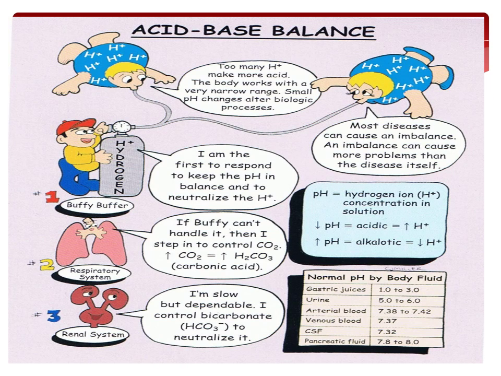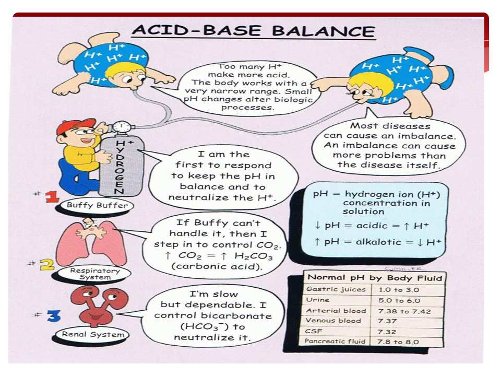This is a good little cartoonish type picture explaining how the acid base is kept in balance. So the first bubble says, too many H ions make me more acidic. The body works with a very narrow range. Small pH changes alter biologic processes. So the body wants to maintain a pH. I'm going to have you change that bottom graph just a tiny bit. Arterial blood for our purposes will be 7.35 to 7.45. That's where arterial blood gas normals lie.